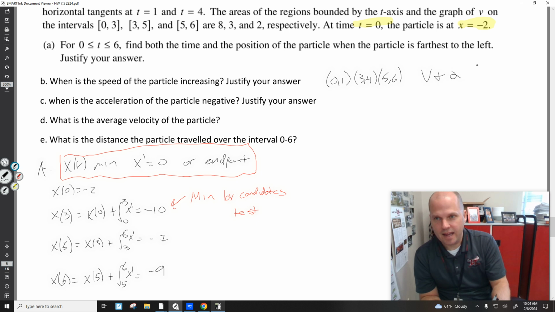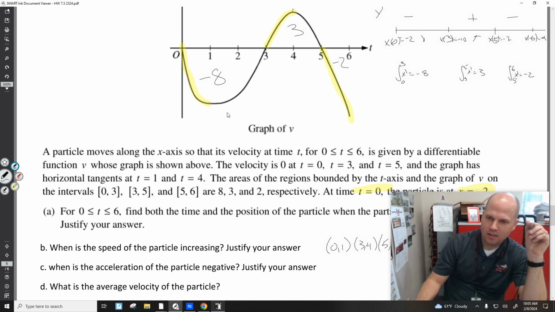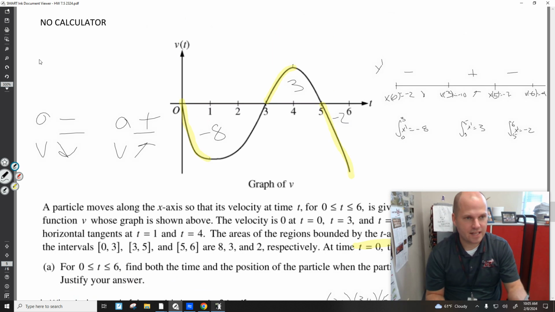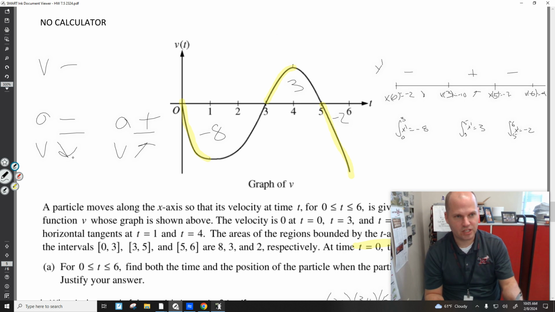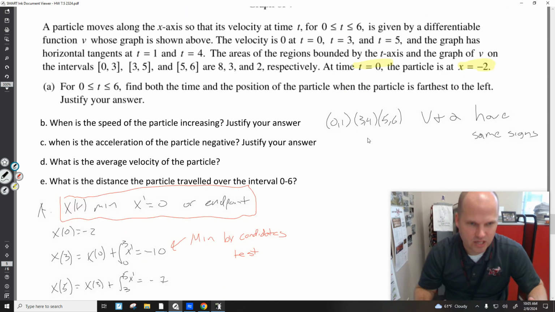V and A have the same signs. Right? Like velocity is negative and decreasing. That means if velocity is decreasing, the acceleration is negative. If velocity is increasing, acceleration is positive. If your velocity values are negative and decreasing, boom, same signs of V and A. If your velocity values are positive and increasing, same signs of V and A. It's just the simplest way to say it. Just remember it. This is the justification for speed.